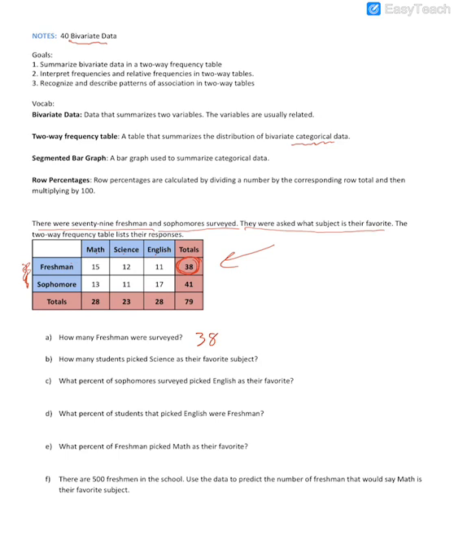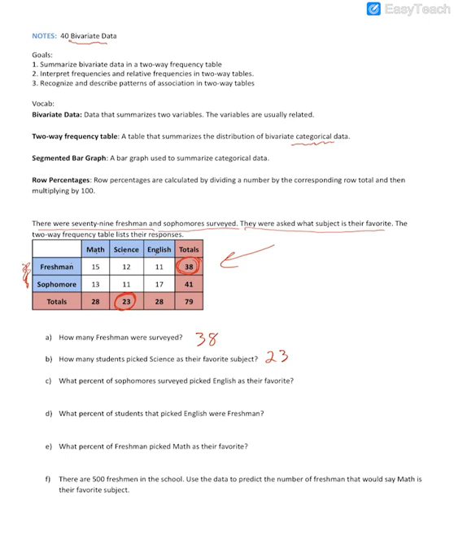Okay, how many students picked science as their favorite subject? Now be careful here. They're saying how many students. They don't say how many freshmen or how many sophomores. It's students in general. So again, we're looking at the column total down here, which is 23.